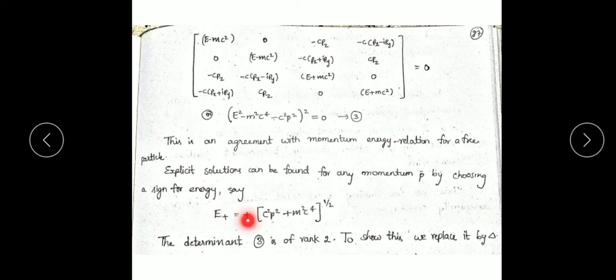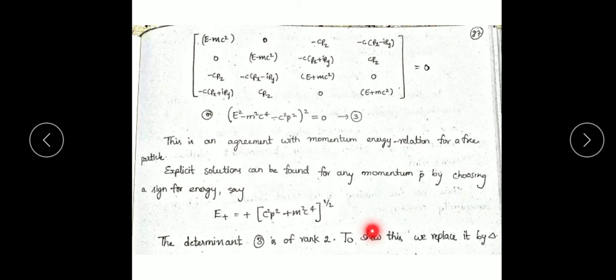So plus the square root of p squared c squared plus m squared c to the power 4, from here. So the determinant 3 is of rank 2. This determinant is of rank 2, they are saying. So it is a rank 2 matrix, the number of independent rows and columns.